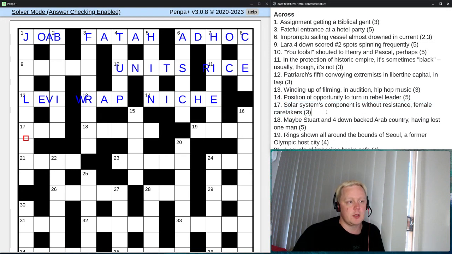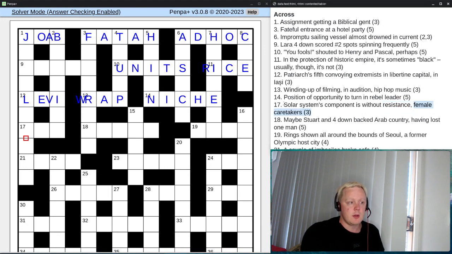Solar system's component is without resistance, female caretakers. Now, solar system's component could be a planet, could be sun. Sun is 3 letters, but it could be the name of a planet as well. Without resistance. Now, in physics, resistance is abbreviated R, and female caretakers would be mothers. Mother in crosswords is often ma, M-A. Mothers, plural, would be mas, M-A-S. That is 3 letters, and that's going to be our answer here. Mas, female caretakers. This is the definition.